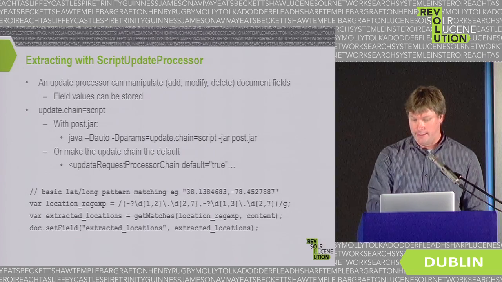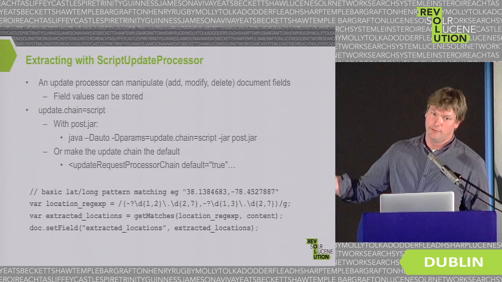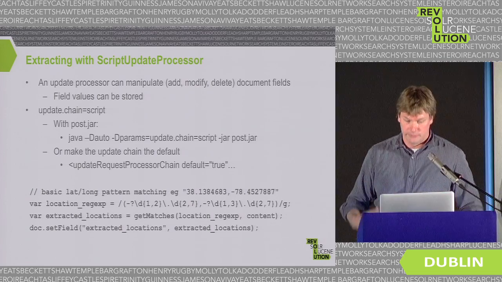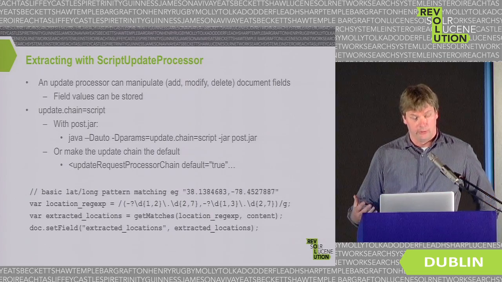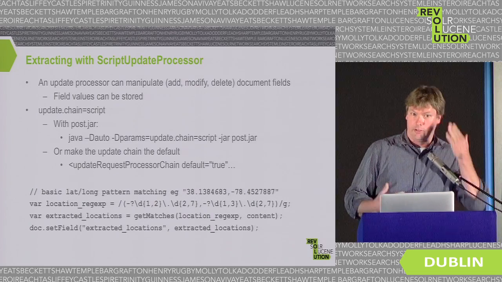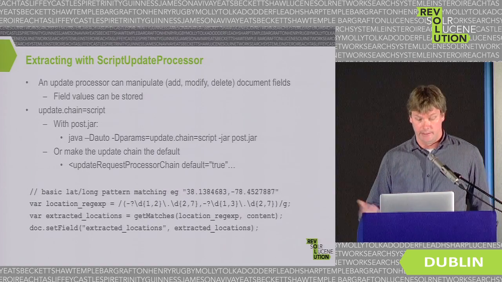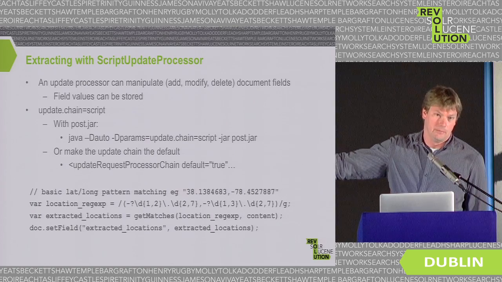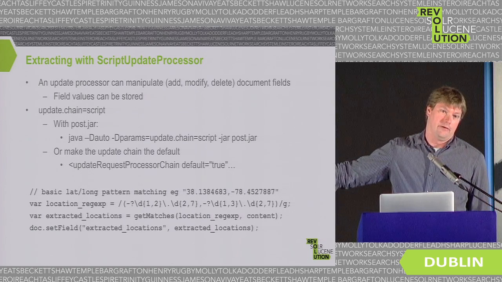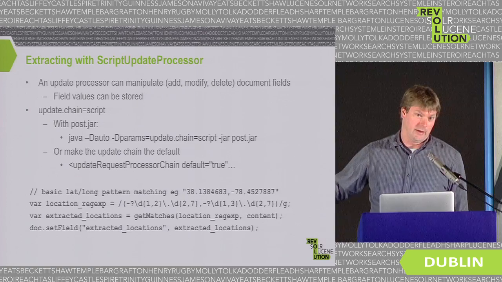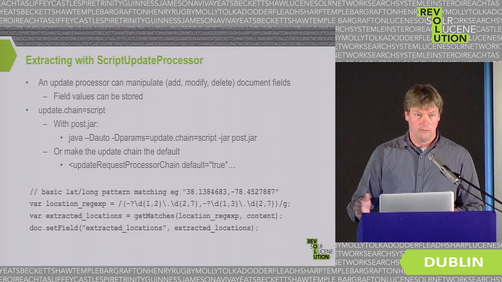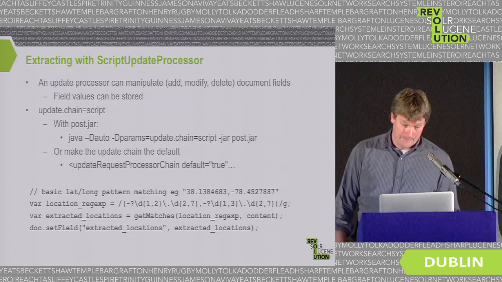You can specify it with post.jar if you're posting things in using the lightweight post tool from Solr, or on your URLs as you're posting in. Or you can set the default chain to be the one that has the script in it, so that all content comes in that way. So you have the ability from the outside to say which update chain you want to use, if you want different kinds of chains.